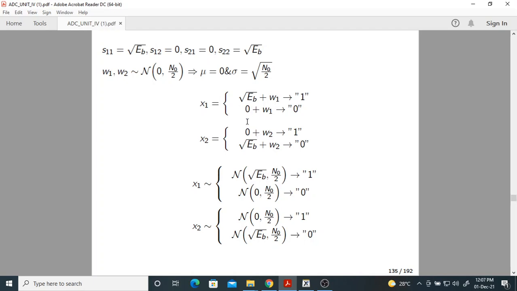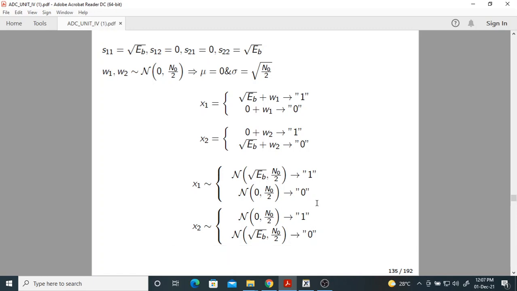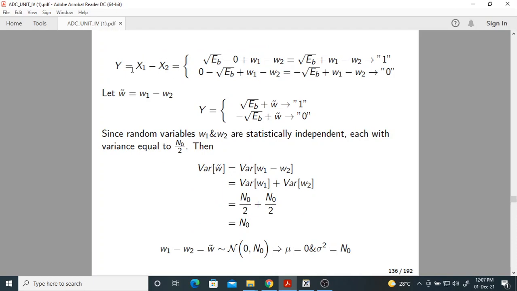Now W1, W2 are Gaussian, so just like that, x1, x2 are Gaussian, with means root EB, 0 and variance n naught by 2. It depends upon which symbol is transmitted. But here comes the logic. We define a new random variable y which is x1 minus x2. Now y is root EB plus W tilde, or minus root EB plus W tilde, depending on which symbol was transmitted, where W tilde is W1 minus W2.